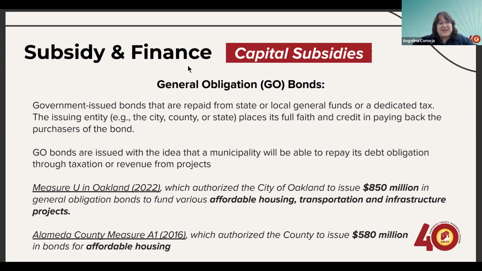So an example of these is Measure U, which passed in 2022 in Oakland, which authorized the city of Oakland to issue $850 million in general obligation bonds. That was used to fund affordable housing, transportation, and infrastructure, and also Alameda County Measure A-1. And now in 2024, we're working on a 9-county, $10 to $20 billion general obligation bond. This is a very exciting thing we're looking into for the future, using these general obligation bonds to produce housing throughout the 9 counties.